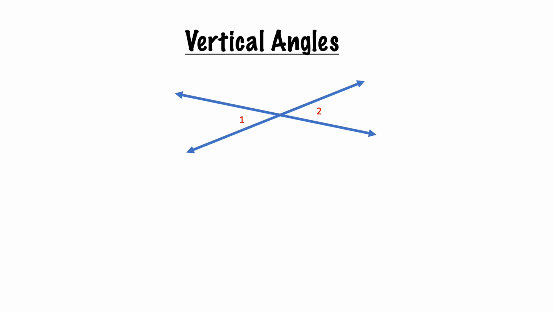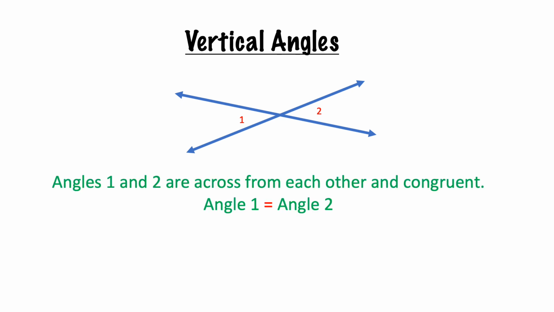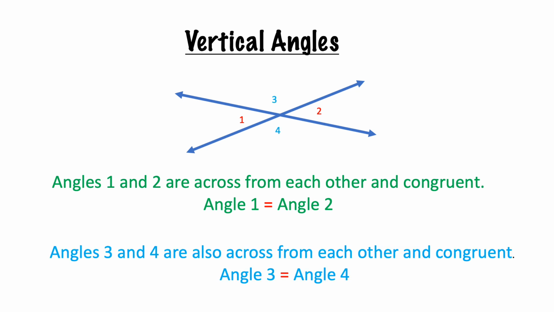Vertical angles are formed by intersecting lines. Angle 1 is across from angle 2. And if you notice, angle 1 is equal to angle 2 in size and shape. So vertical angles are congruent. Look at angles 3 and 4 now. They are also across from each other and congruent. Angle 3 equals angle 4.